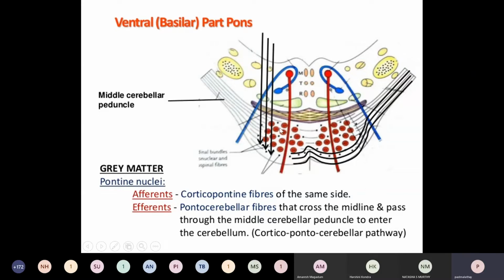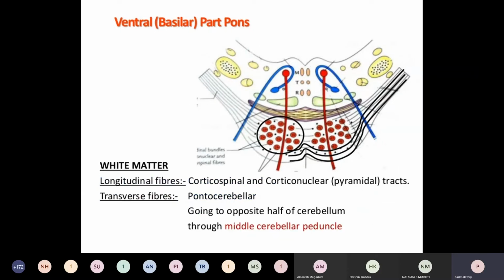All together, the cortico-ponto-cerebellar fibers are the pathway. Okay, so these are the fibers. The transverse ridges which you have seen on the ventral surface of the pons are because of these pontocerebellar fibers. So the presence of pontine nuclei is the important feature in the basilar part.